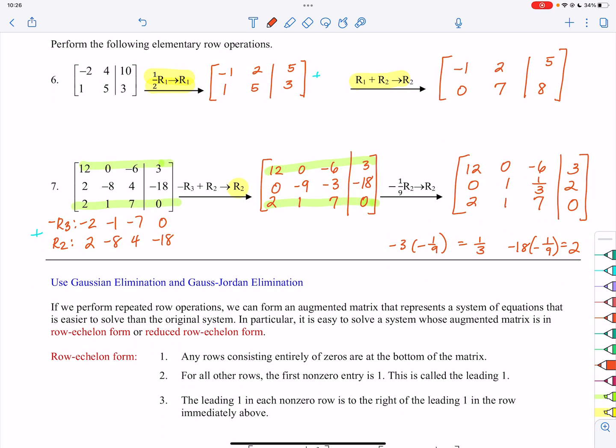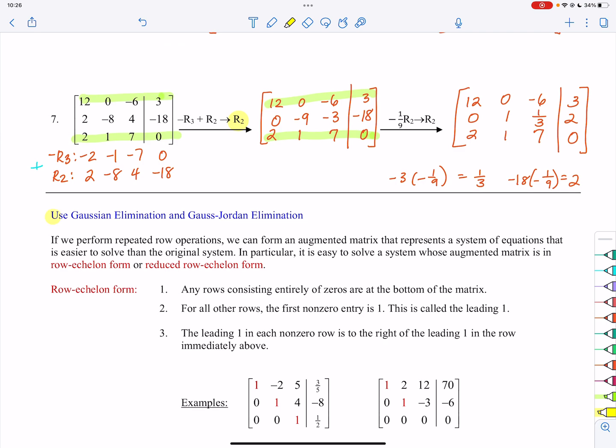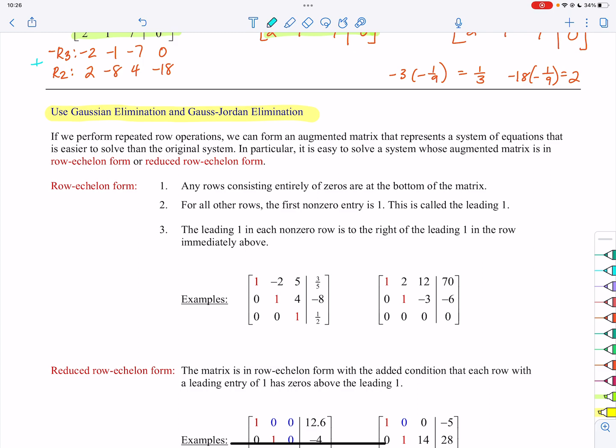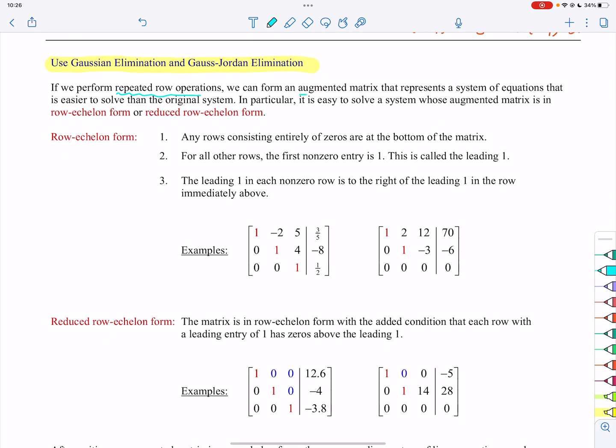Okay, so now let's begin talking about why we are doing this. Why are we learning these row operations? Because here we're going to be using Gaussian elimination and Gauss-Jordan elimination. If we perform repeated row operations, we can actually form an augmented matrix that represents a system of equations that's easier to solve than the original system. In particular, it's easy to solve a system whose augmented matrix is either in row echelon form or the form you're going to really like, reduced row echelon form.